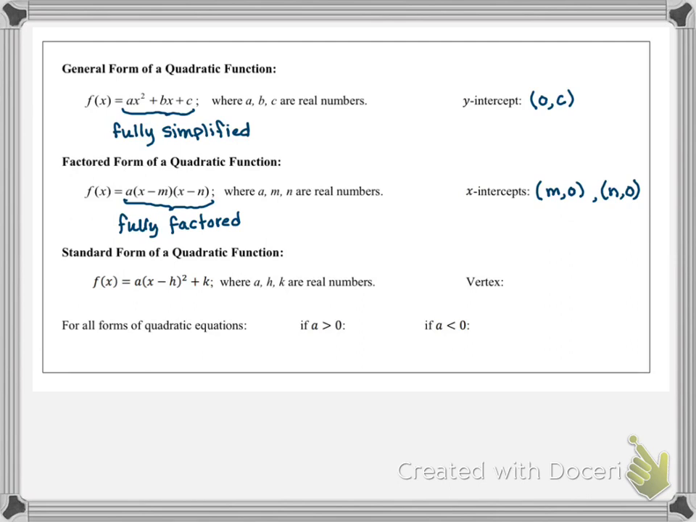And then standard form, well, that minus h tells us we're shifting to the right h, and the plus k says we're shifting up k units. So 0, 0 is going to go to the point h, k. And realistically, we don't often get functions in standard form, right? When they're given to us, they're usually in general form or factored form. But standard form is really helpful in writing functions.